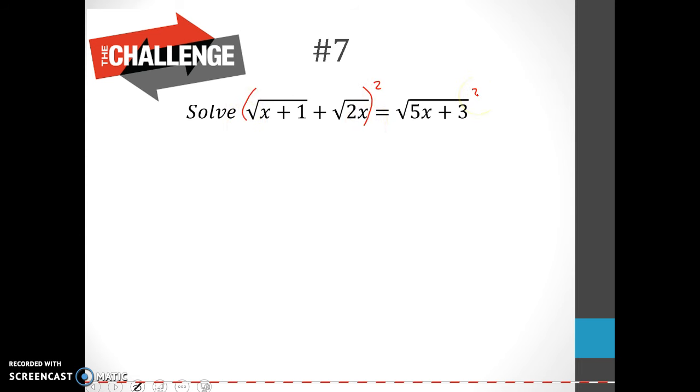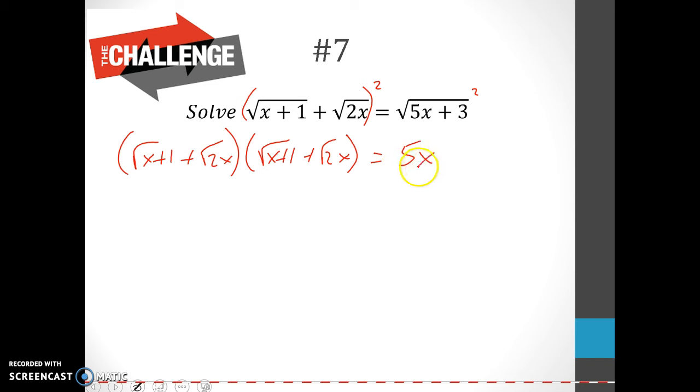And so if I square the left-hand side, I'm going to have to FOIL. It's going to be the square root of x plus 1 plus the square root of 2x times itself. So I'm going to have to FOIL that by the square root of x plus 1 plus the square root of 2x. And on the right-hand side, if I square that, I'm just going to get 5x plus 3. And so I'm going to go ahead and FOIL these equations.